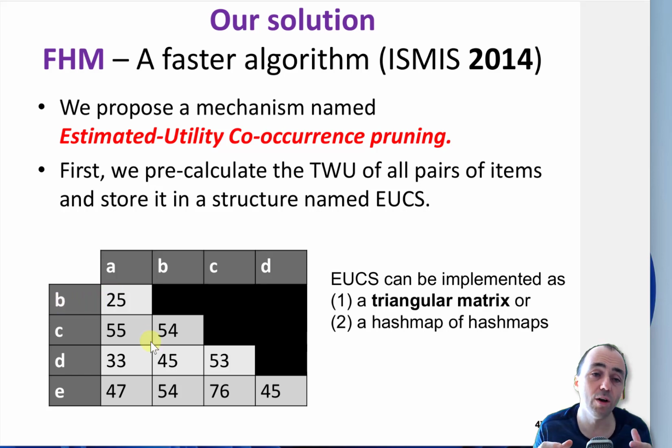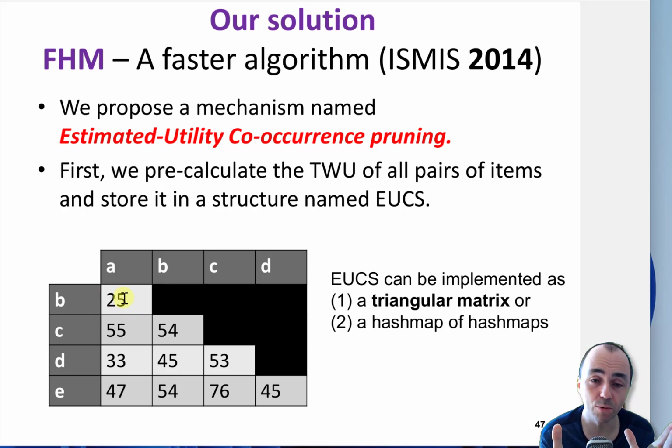Then using this, when we search for item sets, if we want to make a new item set like ABC, let's say we want to make ABC together, then we can look at this table. A and B together is at most 25. So if we want to find patterns of at least 50, then we know we don't need to make ABC, because AB cannot be more than 25. Or we could look at AC together, which cannot be more than 55, or BC together, which cannot be more than 54. So for ABC together, we know it cannot be more than 25.